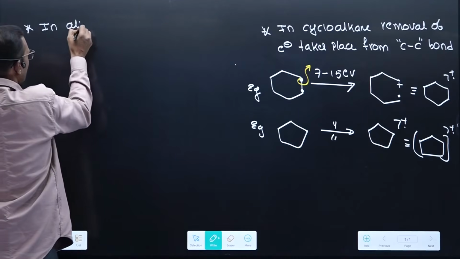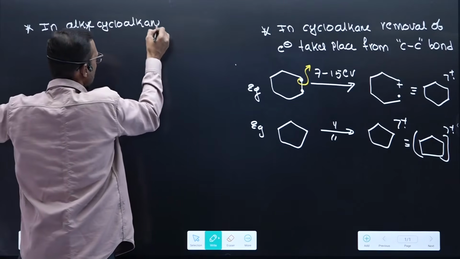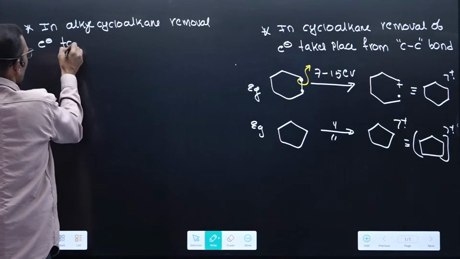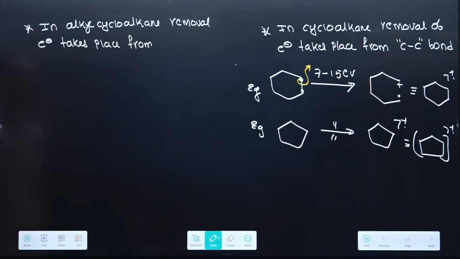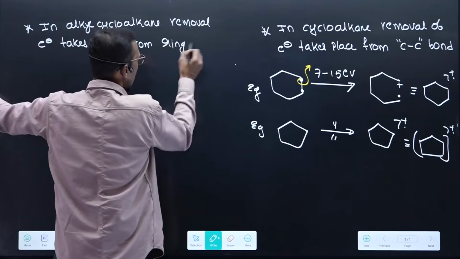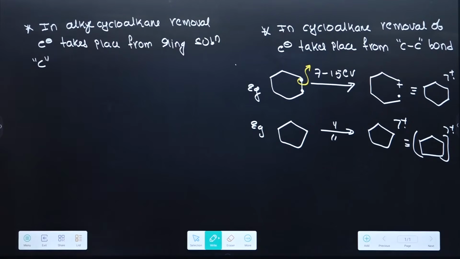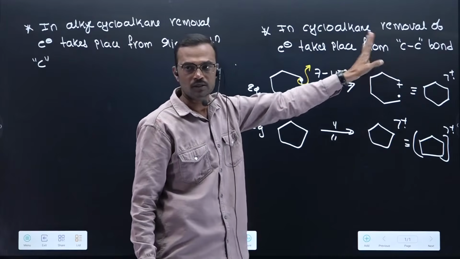Suppose in alkyl cycloalkane, removal of electron takes place from the ring substituted carbon. What do you understand with this statement? In cycloalkane, removal of electron takes place from carbon-carbon bond. It is easy? Yes, directly you can attempt.